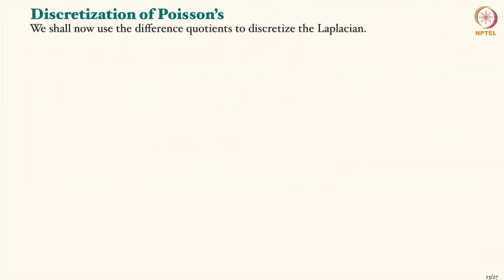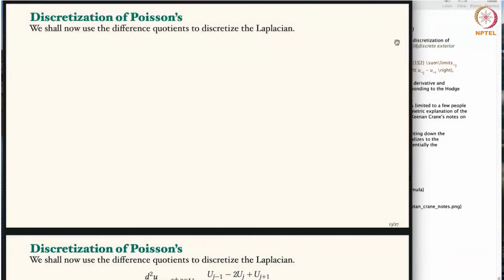Okay, so we shall now use these difference quotients to discretize the Laplacian. Again, I think we are doing okay with time. So let me know if I'm too fast or too slow. If you want me to speed up, that's okay as well. If you want me to go slower, just let me know. And I'm not monitoring the chat, so if you said something there, I would have missed it. Okay, looks like no one said anything there.